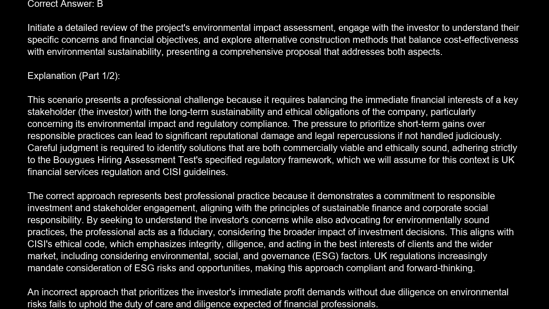The correct answer is B. Initiate a detailed review of the project's environmental impact assessment. Engage with the investor to understand their specific concerns and financial objectives, and explore alternative construction methods that balance cost-effectiveness with environmental sustainability, presenting a comprehensive proposal that addresses both aspects.